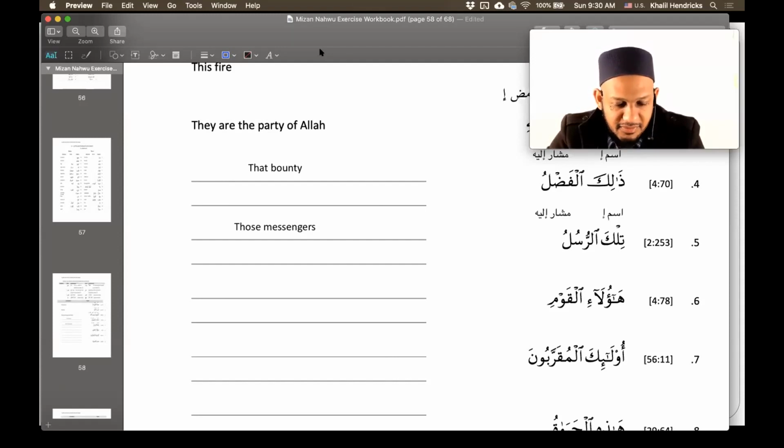So can you use Tilka or Ulaika? Yes. Because Tilka means those. So you could say Ulaika Rusul or you could say Tilka Rusul.